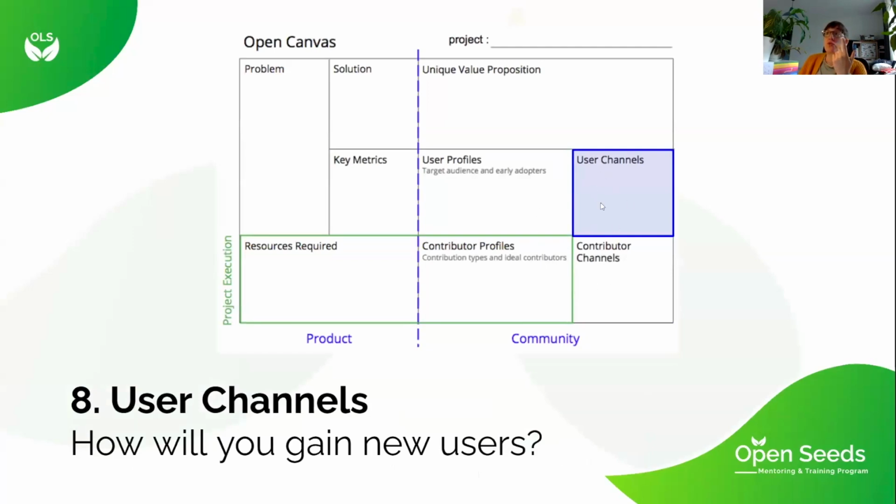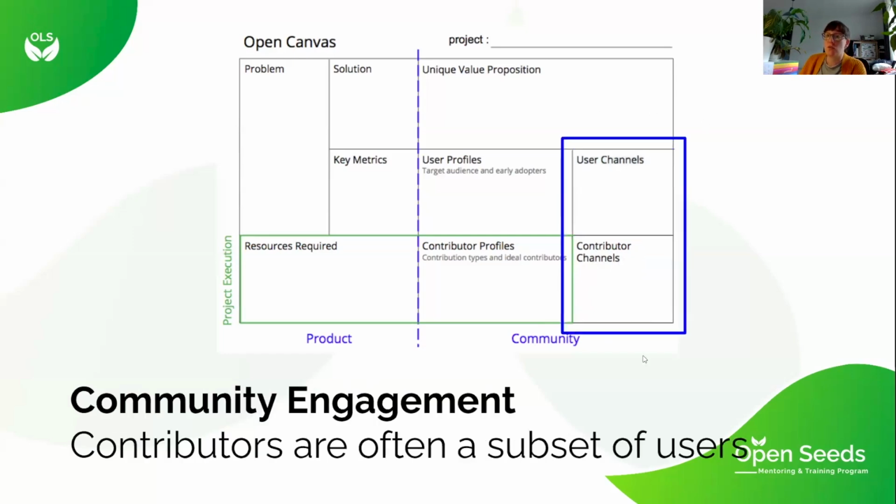And then again, this is similar to user channels. So the contributor channels would also be great, for example, GitHub, if it is a community or code-based project, so people can actually make those contributions. The channels are like, how are you going to get them and how will people get used to that. And once you fill these two boxes, basically you have the basics of your community engagement strategy. Because contributors are usually a subset of users. So there will be some overlap, but then you have other users that don't contribute but still want to benefit from your project.